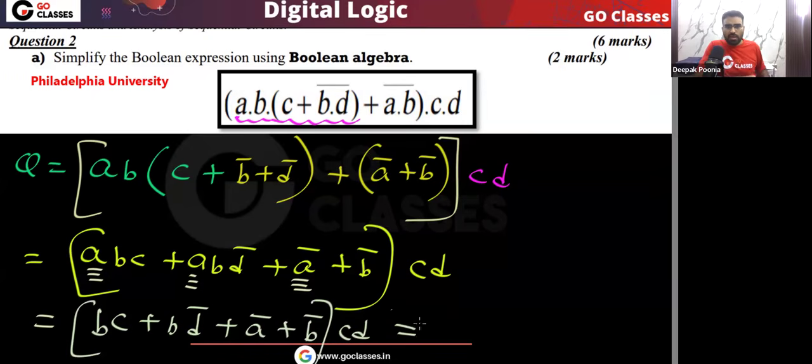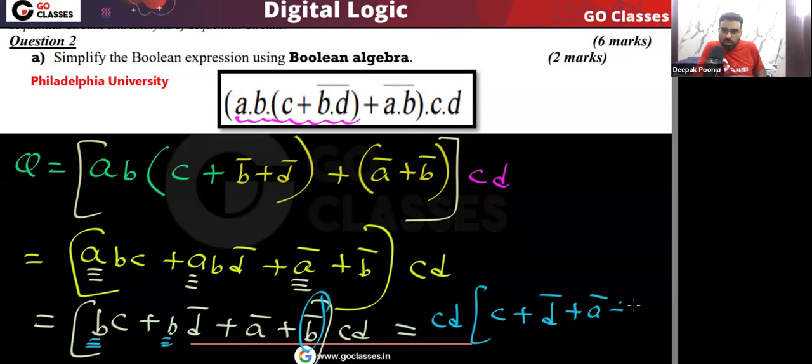Okay, now you can actually further simplify here. Because there is B bar here and there is B here, this B also you can remove. So finally outside there is CD, and inside you will get C, or this B also you can remove. So inside you will get D bar or A bar or B bar. This is what you are going to get.